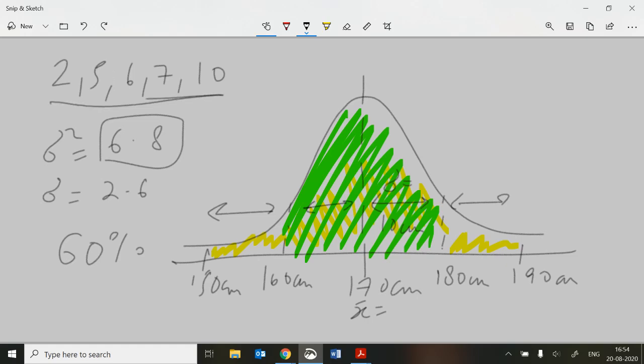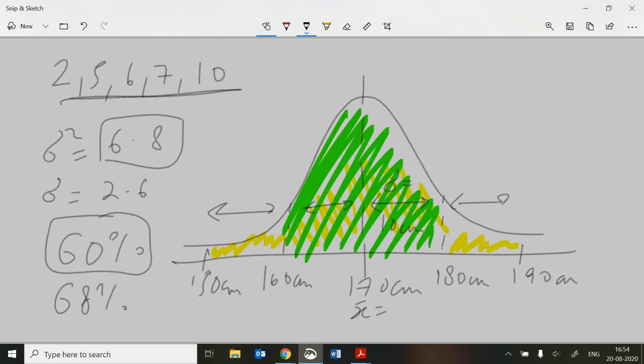Now, I set this one up deliberately to be a bit like a normal distribution. I set it up with more values near the center and a few values towards the edge, if you like. But 60% is not far off 68%, and 68% would obviously be impossible to get from 5 values. You can see the idea that 68% of the data should be within 1 standard deviation of the mean if it's normally distributed.